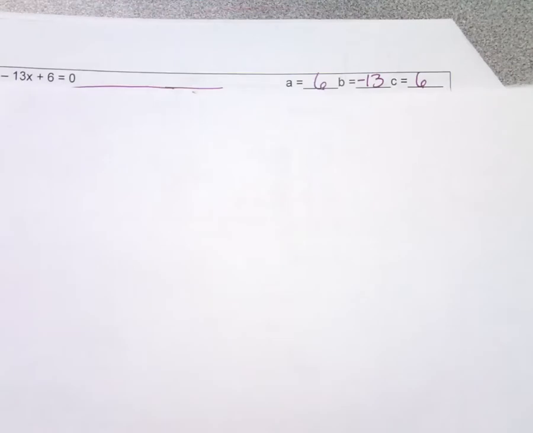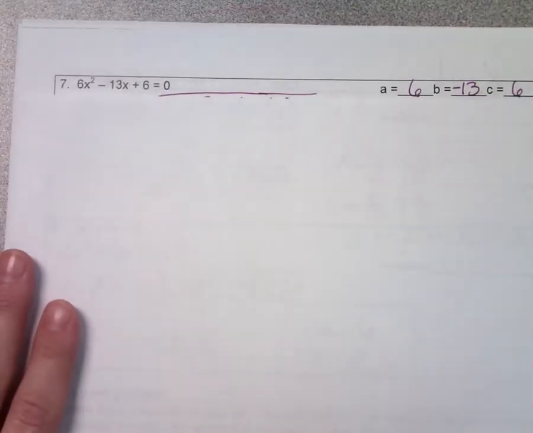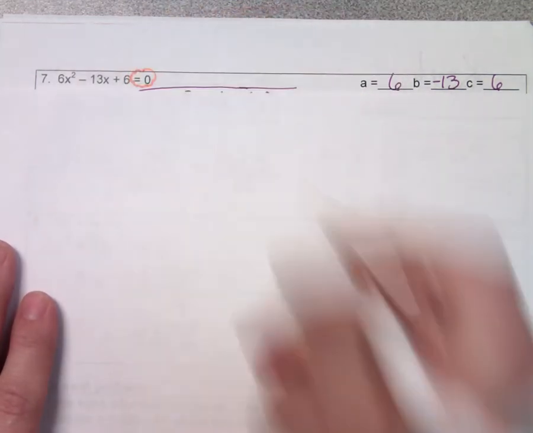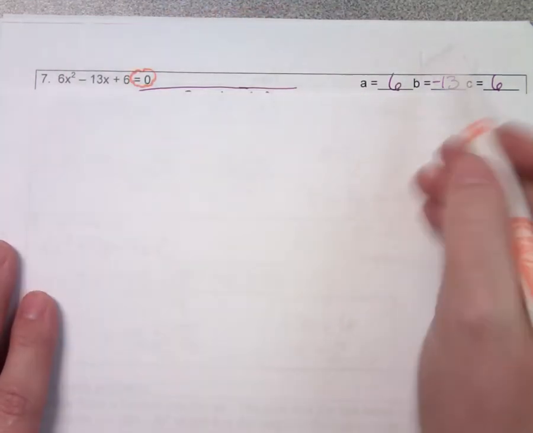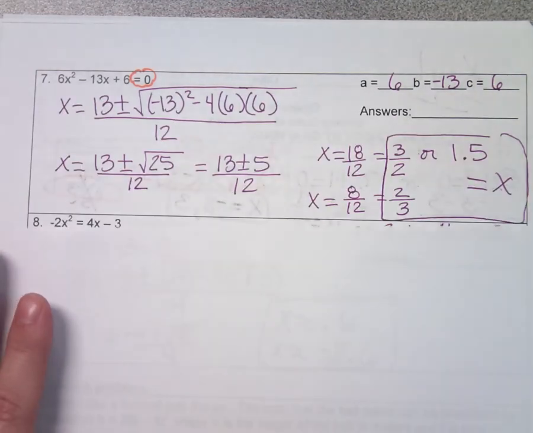Okay, number 7. This is another quadratic formula problem. I need to make sure that one side does say equals 0, and it does. So my a is a 6, my b is a negative 13, and my c is a 6. And then I just plug everything in.